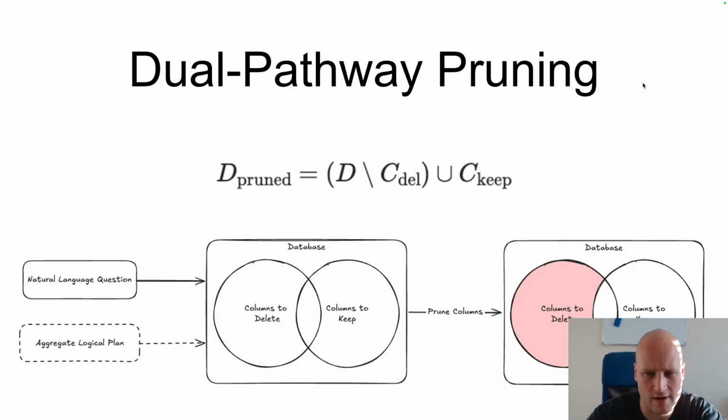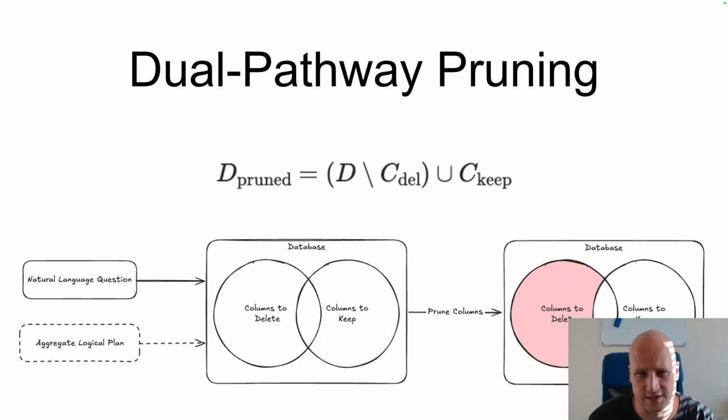So we take away from D any of the tables that are obviously not relevant and any of the columns that are obviously not relevant. Once we have the remaining tables and columns, we then union that set with the set of tables and columns that our LLM deemed to be relevant to the natural language question. The result of this is our pruned data set.